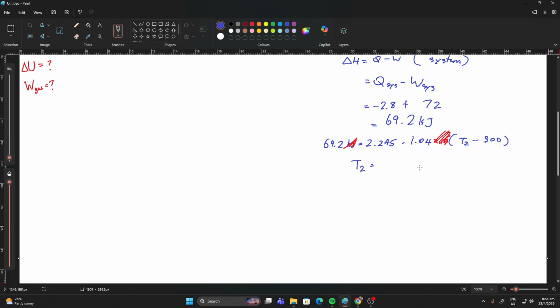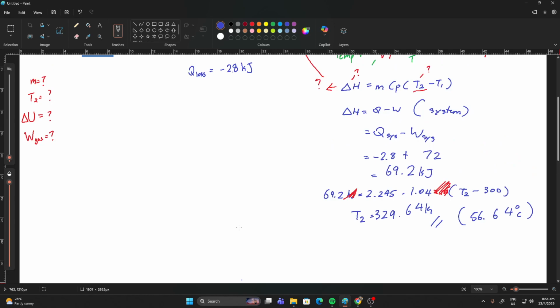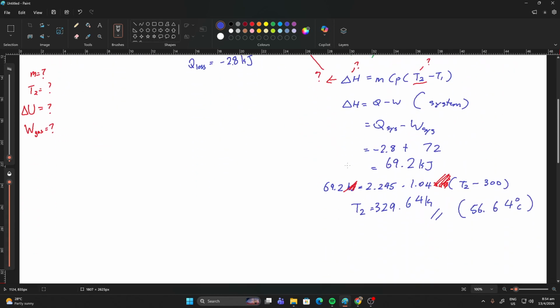So after pressing your calculation, T2 should be, let me just go ahead and press it, 69.2 divided by 2.25 divided by 1.04 plus 300. So we will get 329.6 for Kelvin. You can leave it in Kelvin, I guess, but just for answer sheet sake, because they leave it in Celsius, it is 56.64 degrees Celsius. Am I right? Woo! Right on the dot.